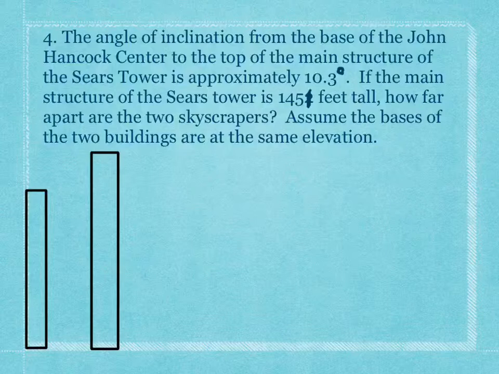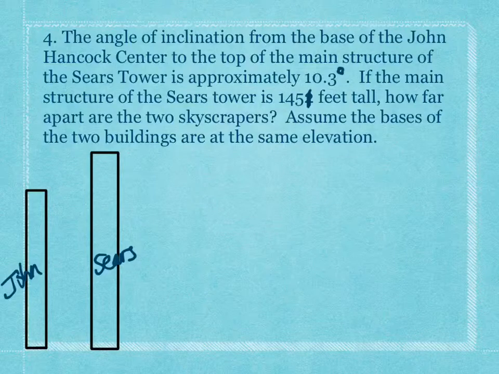All right, so we have two skyscrapers, and this one's the John Hancock one, and we're going to make this one the Sears Tower, because I'm pretty sure Sears Tower is taller. It says from the base of the John Hancock Tower, which is down here at the bottom, up to the top of the main part of the Sears Tower. A lot of buildings have antennas and things like that on top of them. They're just talking about the main part, okay?